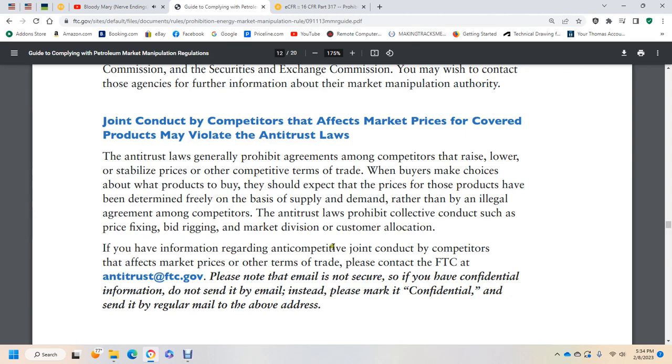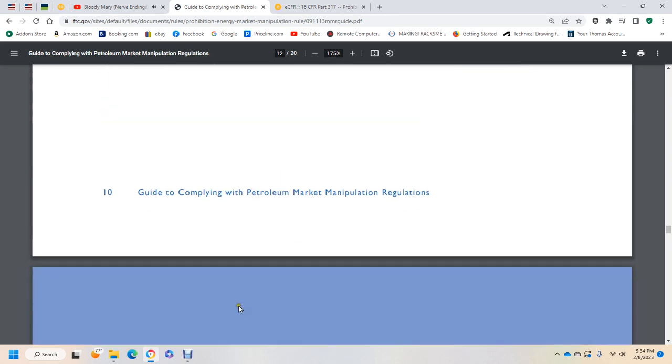If you have information regarding anticompetitive joint conduct by competitors affecting market prices, contact the Federal Trade Commission at antitrust at ftc.gov. Please note that the email is not secure, so if it is confidential information, do not send an email. Instead, please mark it confidential and send it by regular mail to the above address.